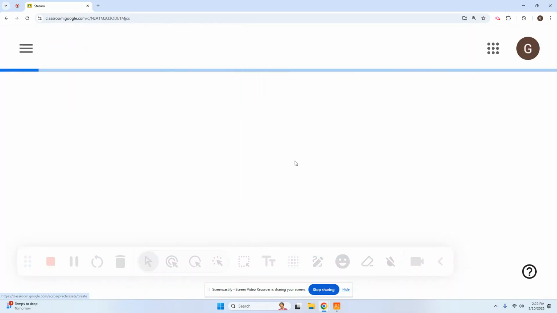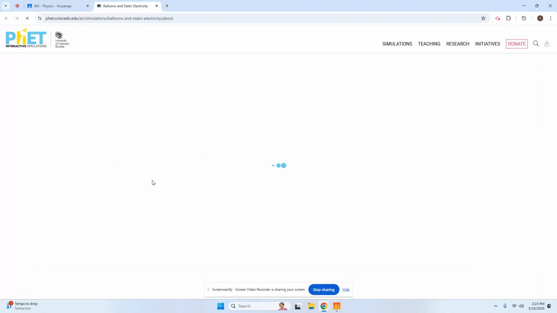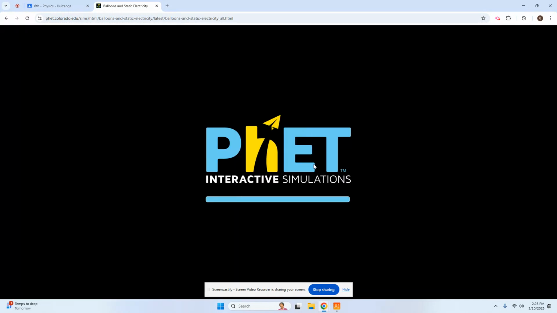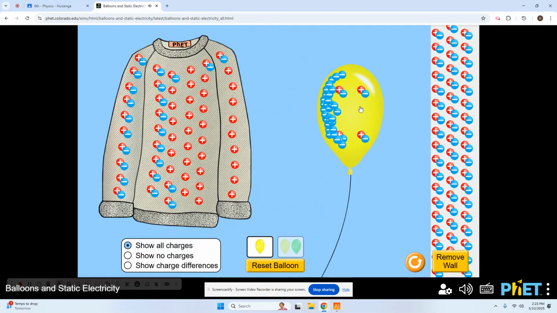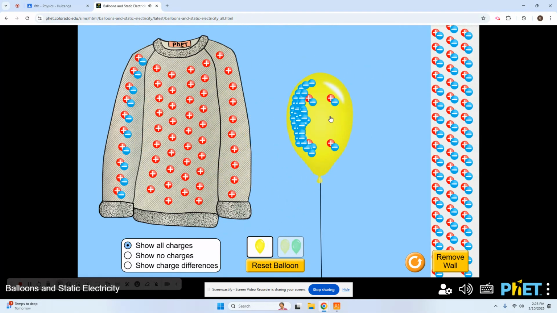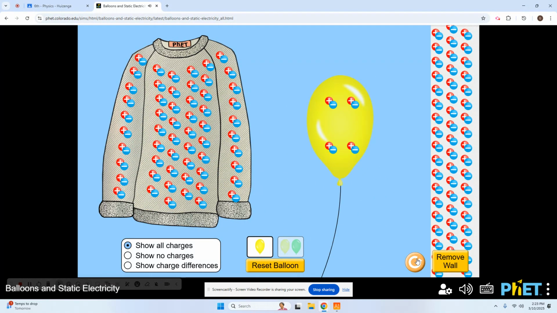Okay, so when you open up your page here, you'll see static electricity fun, 2 minutes, 3 observations. So when you have this here, this will allow you to see what's happening as you start to rub the balloon against the sweater and stuff like that. You can have other balloons up here and do some crazy stuff. Anyway, you guys, 2 minutes, 3 observations, go. So when you're done, I'm going to ask for volunteers. What did you observe? And so 3 observations. See if you can record those somewhere, or maybe it's just in your head.